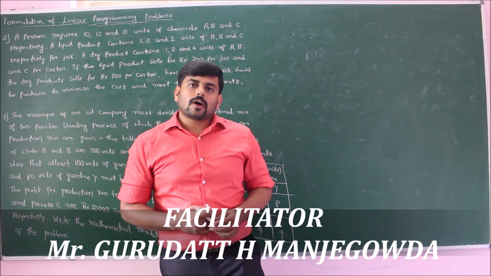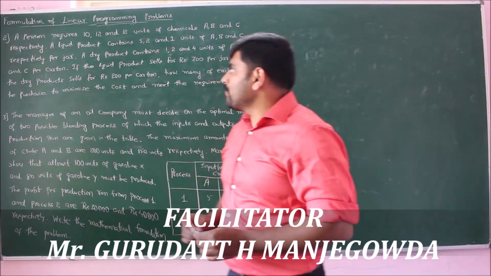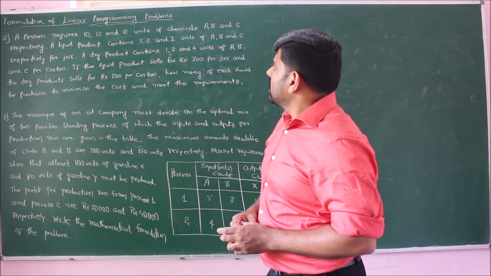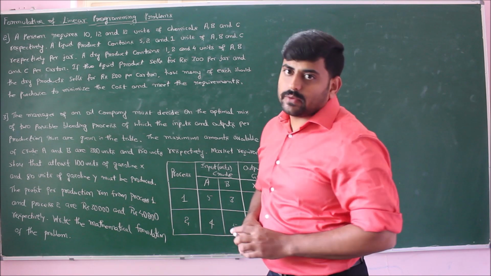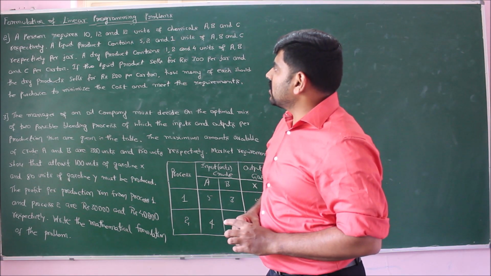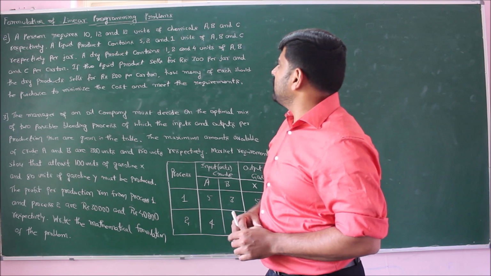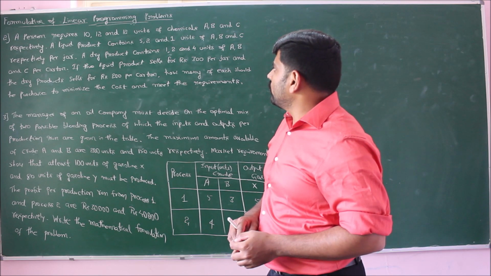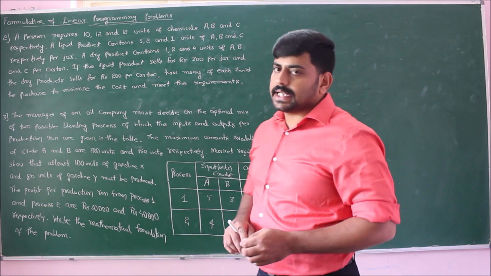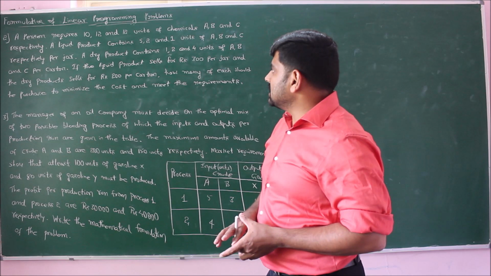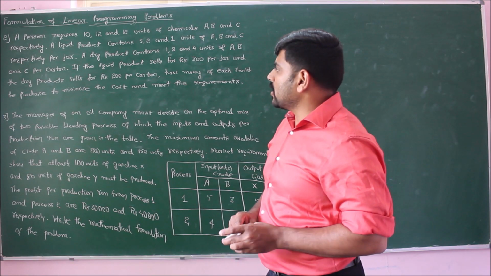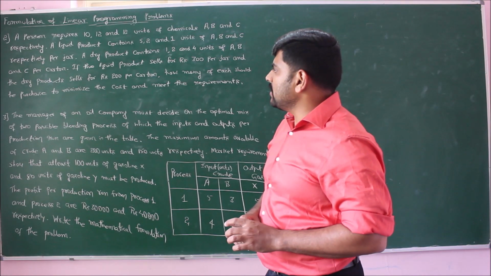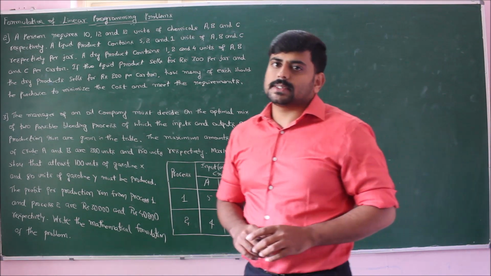Problem 2 on formulation of linear programming problems states that a person requires 10, 12 and 12 units of chemicals A, B and C respectively. A liquid product contains 5, 2 and 1 units of A, B and C respectively per jar. A dry product contains 1, 2, 4 units of A, B and C per carton. If the liquid product sells for rupees 300 per jar and dry product sells for rupees 200 per carton, how many of each should he purchase to minimize the cost and meet the requirements?